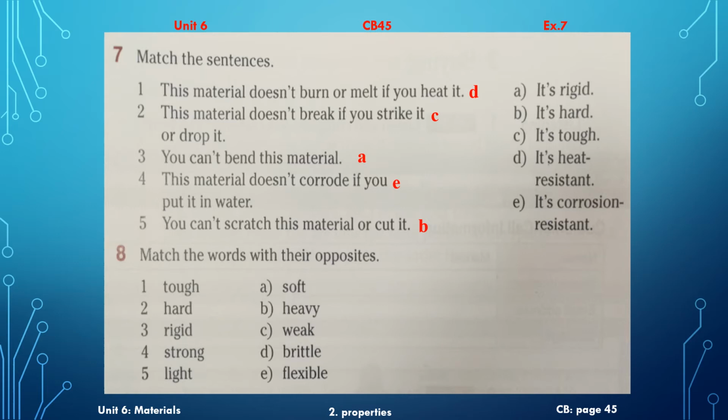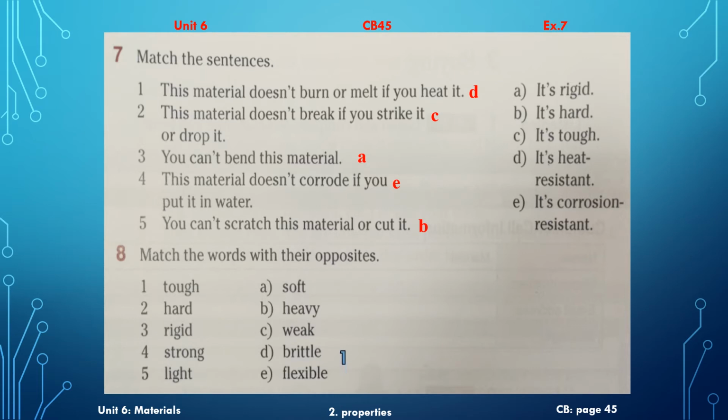Now let's move to exercise 8. Match the words with their opposites. We have 3 adjectives or 3 properties from exercise 7. Number 1, tough. Number 2, hard. Number 3, rigid. And we have number 4, strong. And number 5, light. Number 1, for example, the opposite of tough. Let's see. Tough means that it doesn't break if you strike it or drop it.